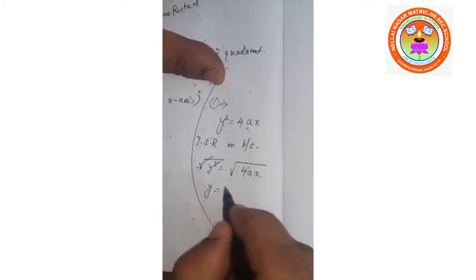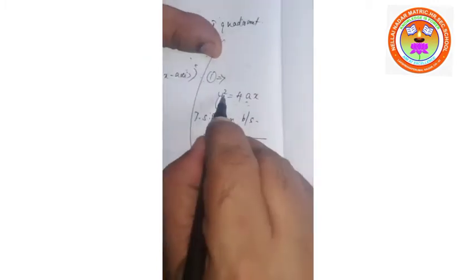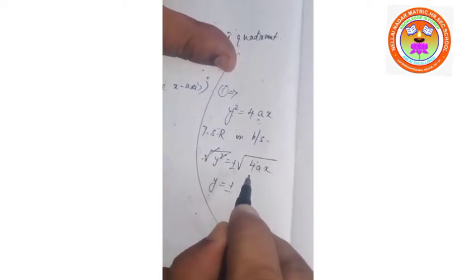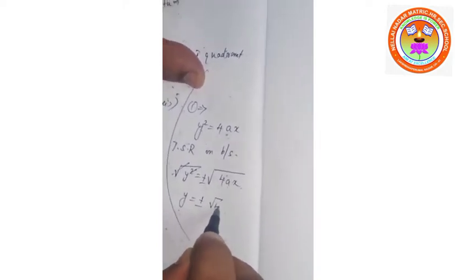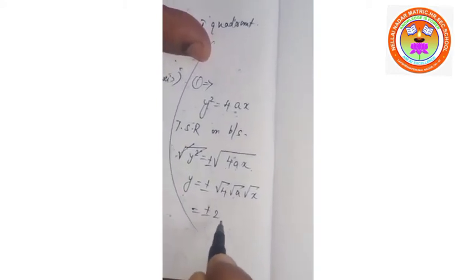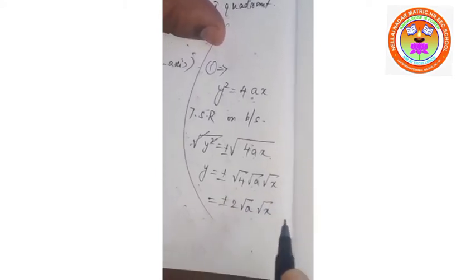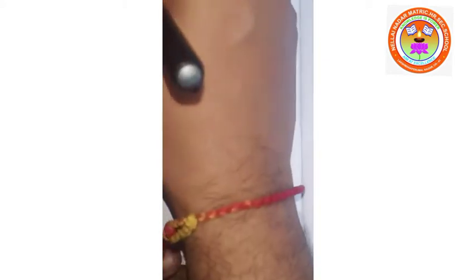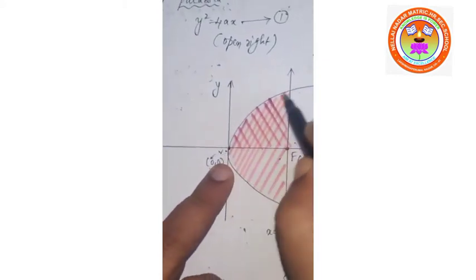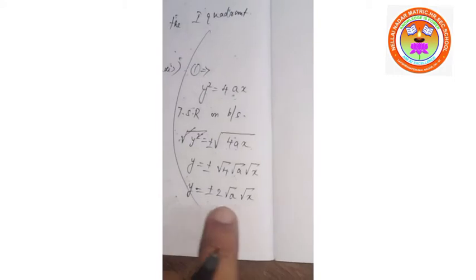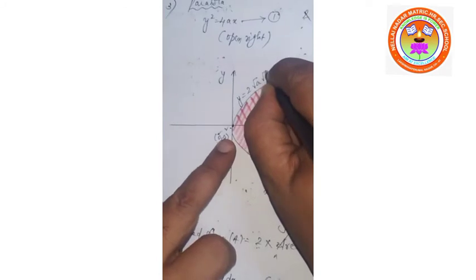Once you take the square root, you have to mention plus or minus because it is a quadratic equation, square is there. Plus or minus root 4 into root a into root x. Root 4 value is 2, root a write as it is, root x write as it is. So we have a double curve, one is plus, another one is minus. Since we are considering the first quadrant curve, we have to write only the positive one, no need to consider the negative one. The positive one is plus 2 into root a into root x.